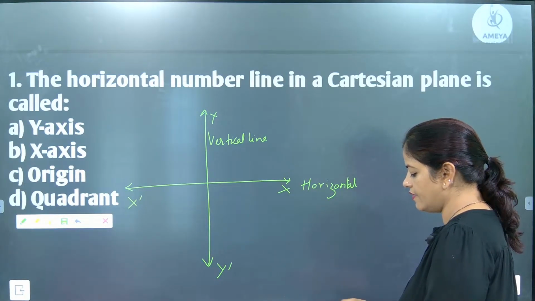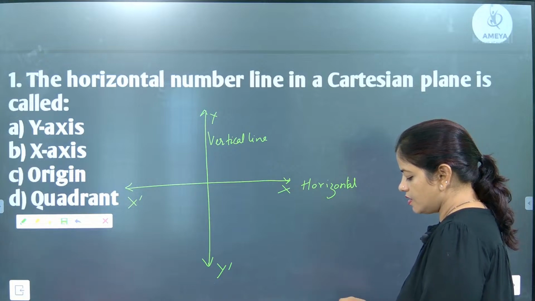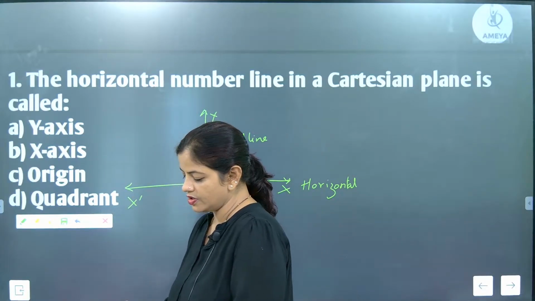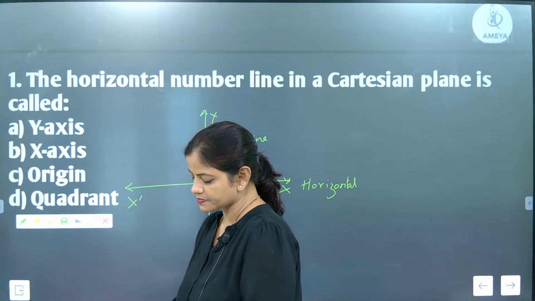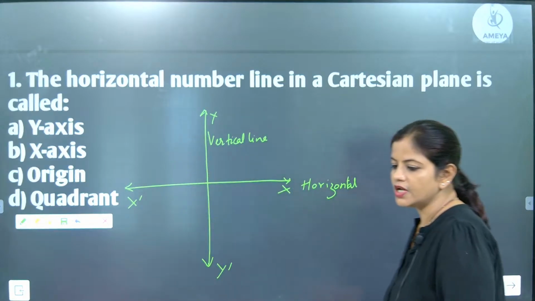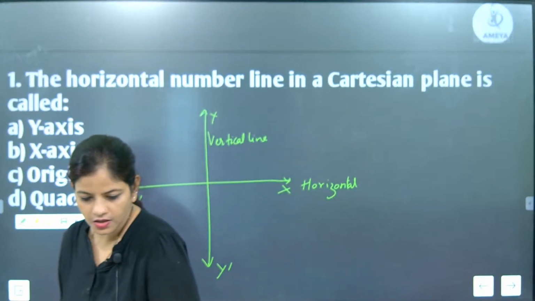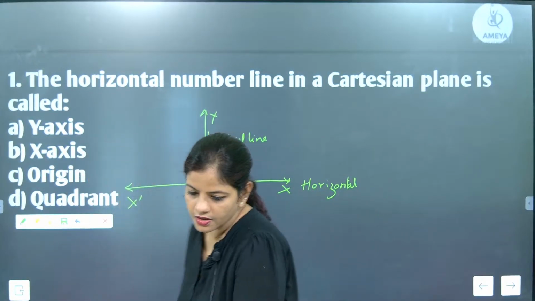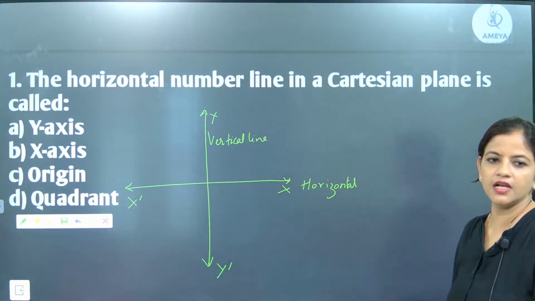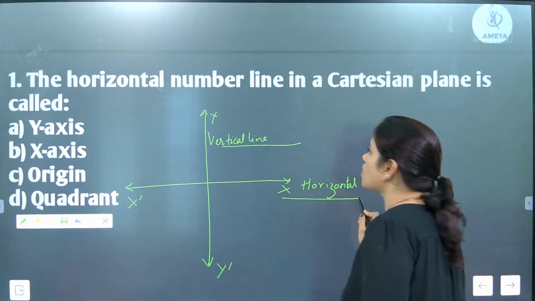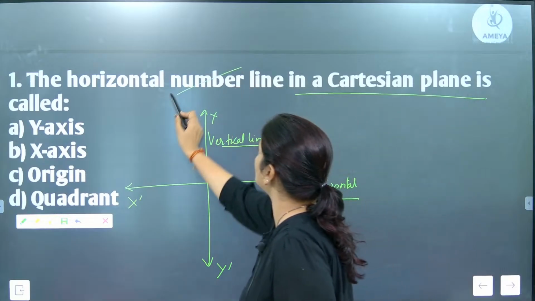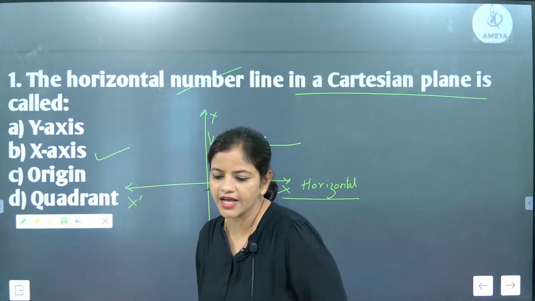So we are going to talk about the horizontal line and vertical line. Look here, beta. This is the horizontal line and this is called the vertical line. The horizontal line in a Cartesian plane is considered the x-axis.